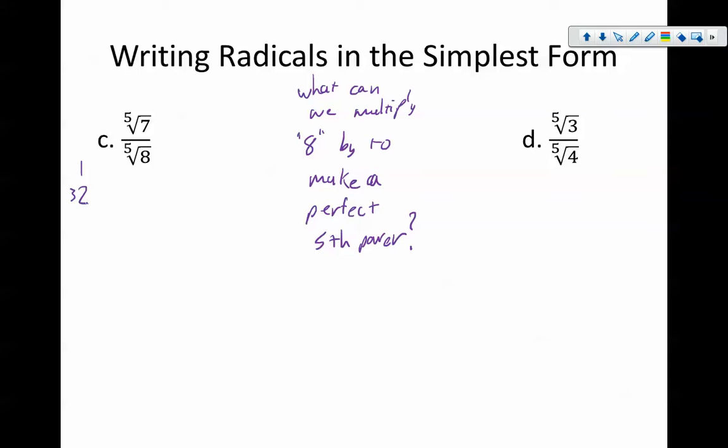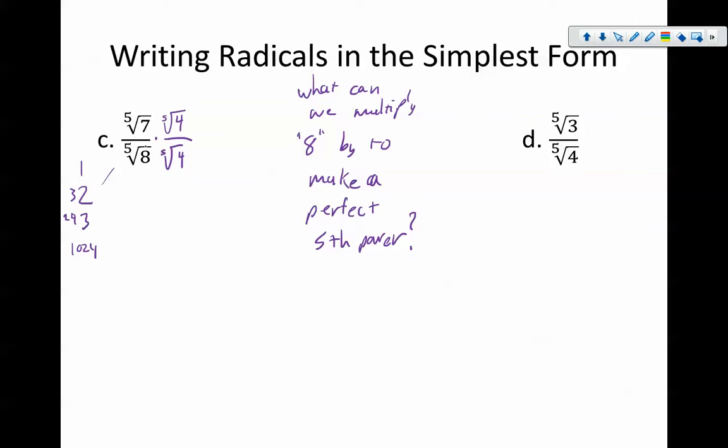2 to the fifth is 32. 3 to the fifth is 243. 4 to the fifth is 1,024. So the question is, is there any number that I can multiply 8 by to get to 32 or 243 or 1024? And as it turns out, there is. 8 times 4 equals 32. So I'm going to multiply the top and bottom by the fifth root of 4.